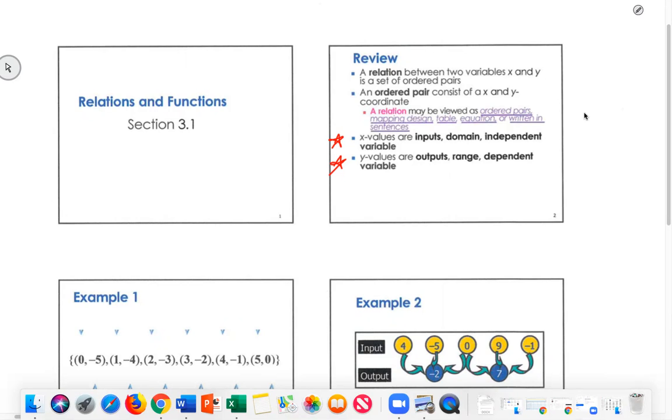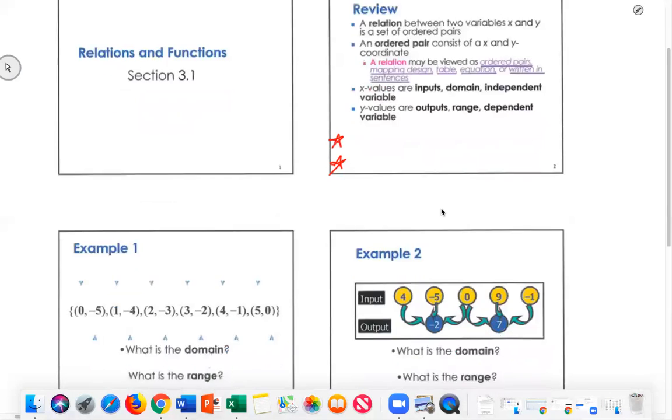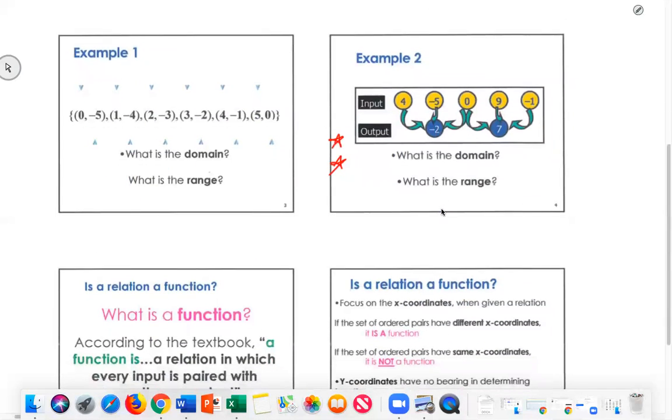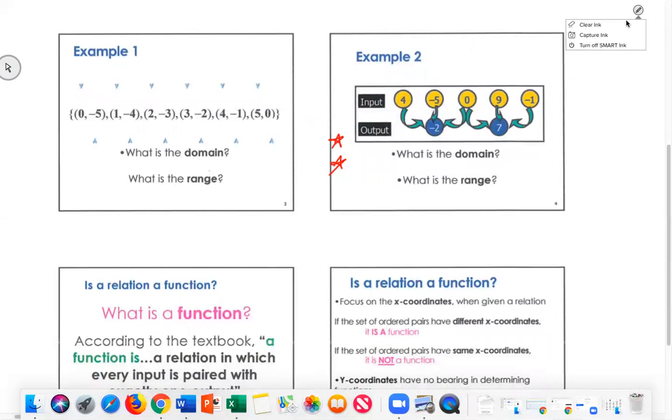So we have X values, inputs, domain, and independent variable. All of those names are talking about the same thing. And Y values are talking about outputs, range, and dependent variables. So they're all the same thing. So let's go down here and let's talk about inputs and outputs.